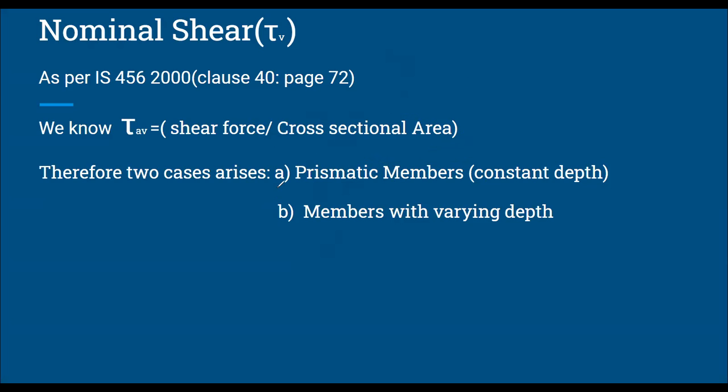दो ऑप्शन क्या है? वन ऑप्शन इज प्रिज्मेटिक मेंबर्स जहां कांस्टेंट डेप्थ है, और मेंबर्स with varying depth. So let me show you what I mean by that. प्रिज्मेटिक मेंबर कौन सा होता है? जहां डेप्थ आपका सेम होता है. मान लीजिए कि दिस इज द बीम आई एम टॉकिंग अबाउट, ऑल एवरीवेयर डेप्थ इज सेम. डेप्थ इज, कैपिटल डी, डेप्थ इज सेम.